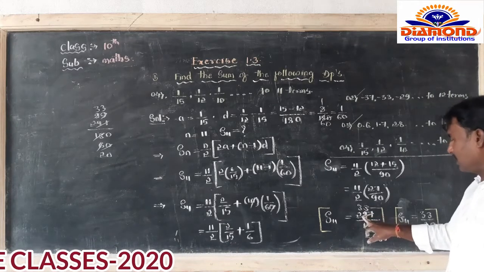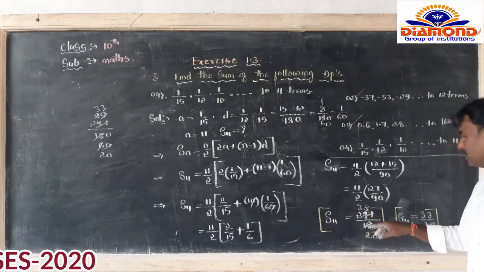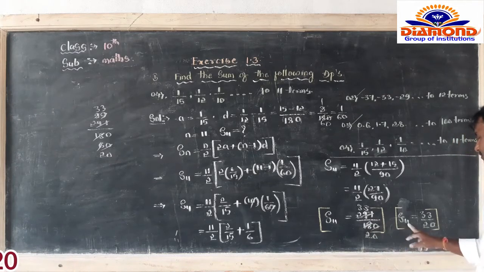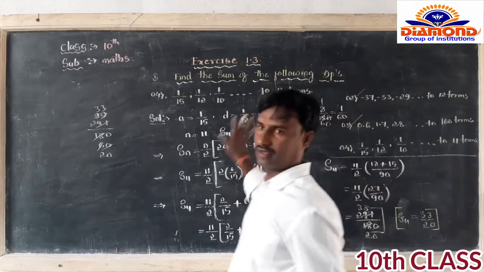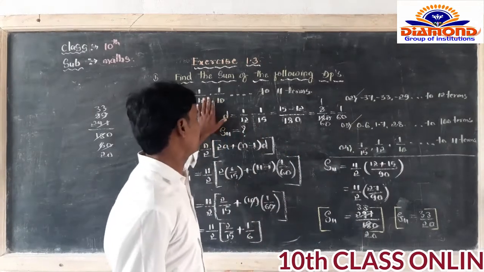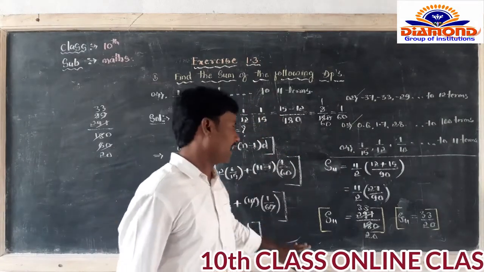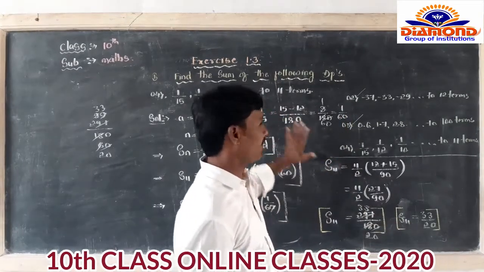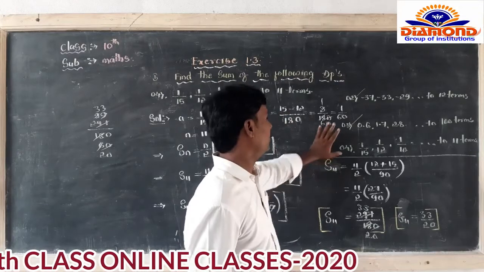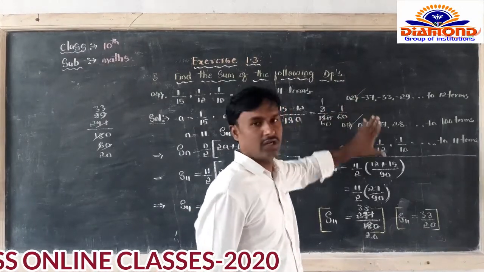9 3s are 27, remainder is 2. 27, 9 3s are 27. Therefore, the sum of the 11th term is equal to 33 by 20 in this given sequence. The answer for the sum of the 11th term of the given sequence is 33 by 20, dear students. In this bit, there are 4 questions; I explained 2 questions to you. The remaining 2 questions, we will try.